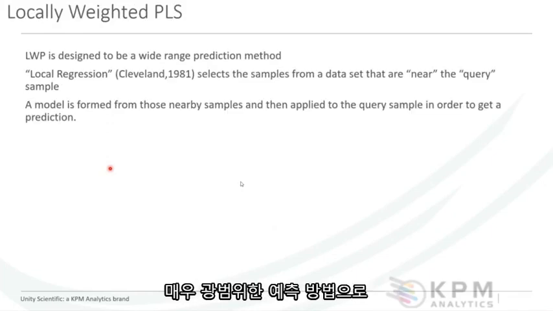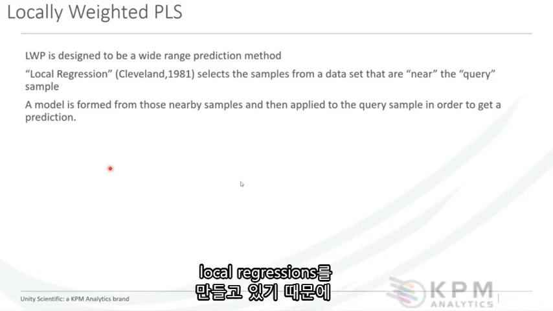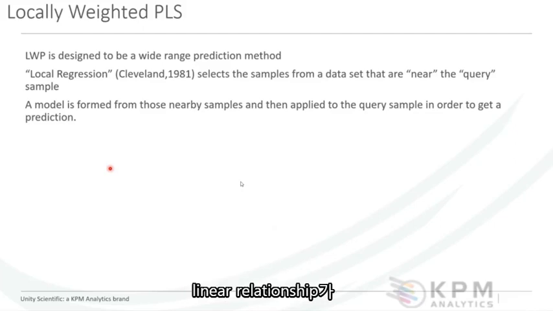And locally weighted regression is designed to be a very wide-ranging prediction method. It can be very useful if you've got an extensive amount of sample variation to explain. It's also useful if the variation you're explaining in your sample set is so broad that the linear relationships no longer hold. And because you're making local regressions in various pockets of this larger calibration population, the nonlinearities don't affect your prediction accuracy.